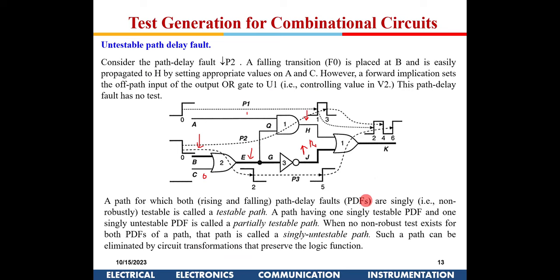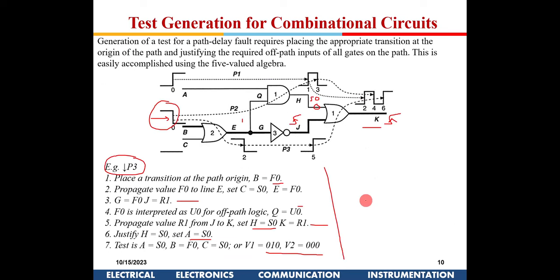Can you go to slide 10 once? I think V is stuck at 0, that is the meaning of F0, so that's why we are giving R1 on that. So that's the test vector. No, V is not stuck at 0. This is not a stuck-at thing at all.